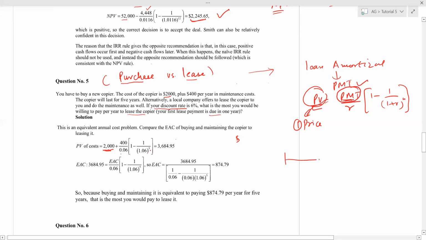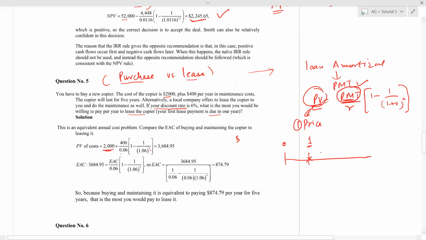So the decision is that either you go for buying the copier or take it on lease. Okay, and the first lease payment is due in year 1. So it is not due in year 2 or year 3. So it is a simple case, not a deferred case.